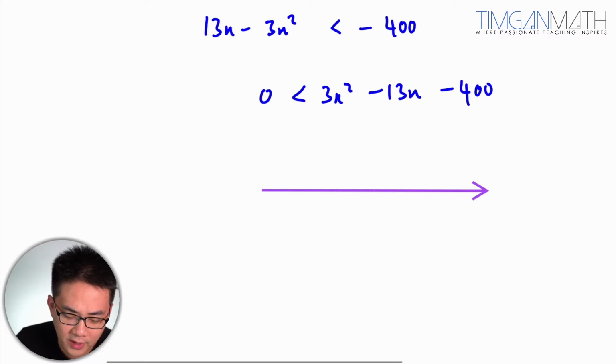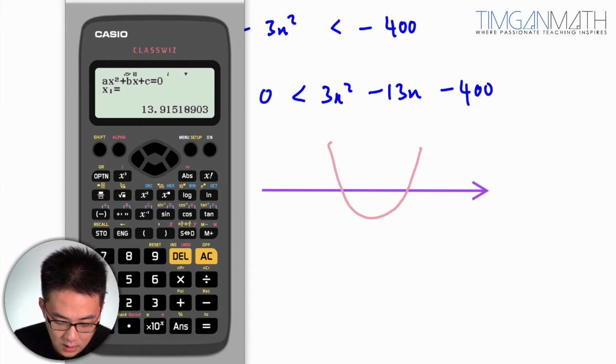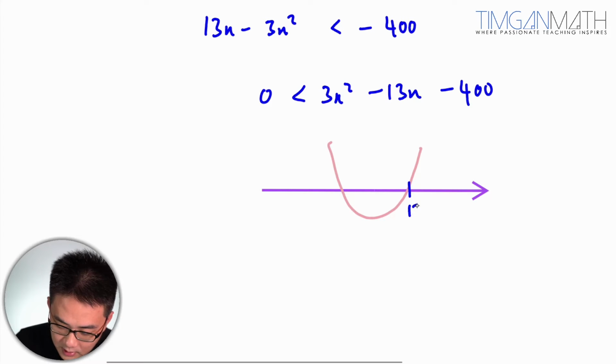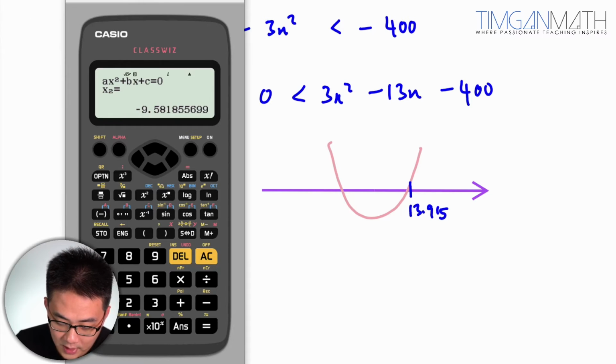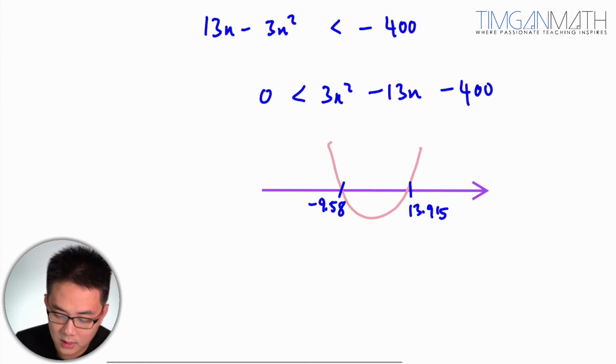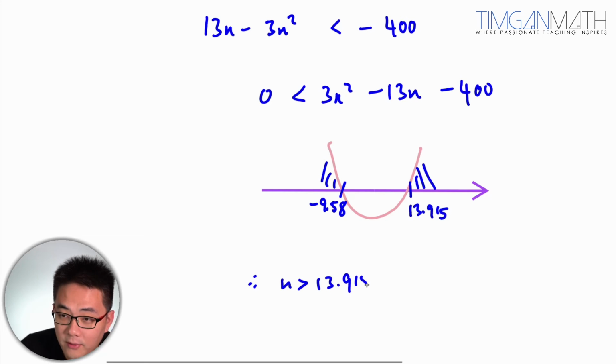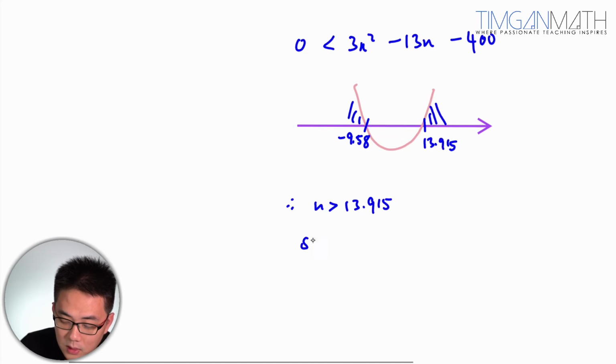So this will be on the diagram here. This is a quadratic graph. What we get is 13.915. I hope that the next one will be negative. So -9.58. Okay, great. So this region is not correct. In other words, what we need is this area here. So hence, n is bigger than 13.915, and so it has to be the 14th term.